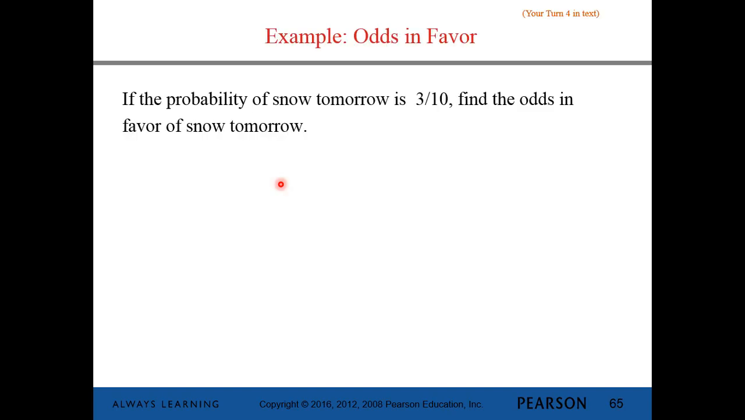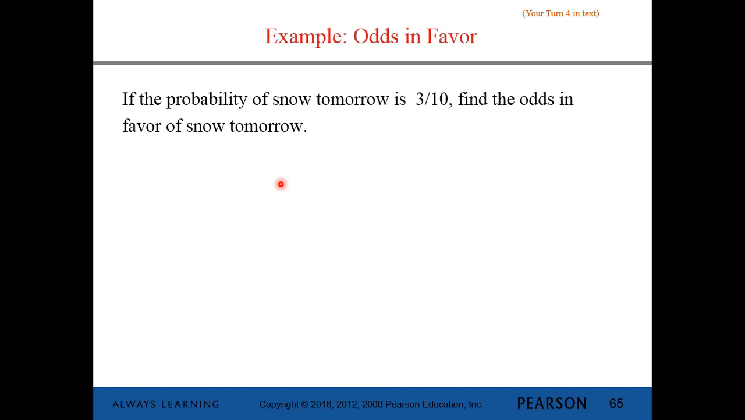And so if the probability of snow tomorrow is 3/10, find the odds in favor of snow tomorrow. Well, if the probability of snow tomorrow is 3/10, what's the probability that it doesn't snow tomorrow? 7/10, right? Because they're complements of each other. So either it's going to snow or it won't snow.